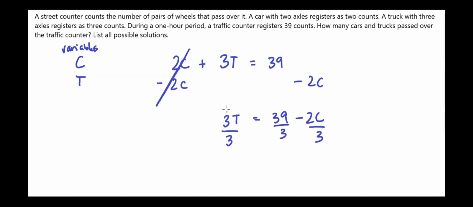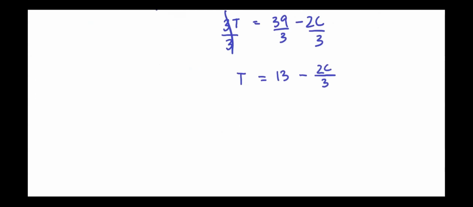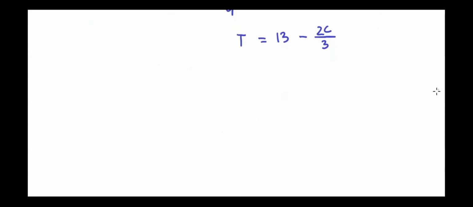3T divided by 3, the 3's just cancel, leaving me a single T, which is what I was going for. On the right-hand side, 39 divided by 3 is 13. And then negative 2C divided by 3. Negative 2 divided by 3 is negative 0.6 repeating, which is just a yucky decimal, so I'm going to leave it in its fraction form. Like that. So here is my new equation. I have solved for T, and I have T equals 13 minus 2C over 3.